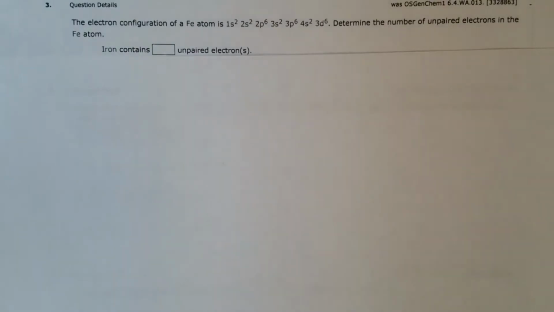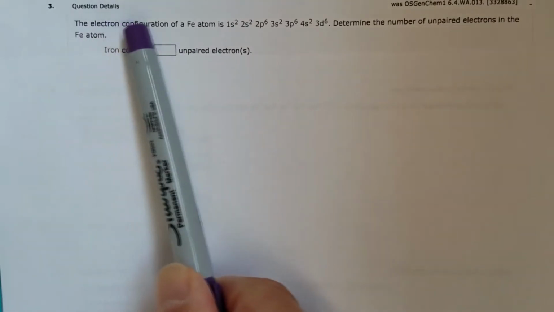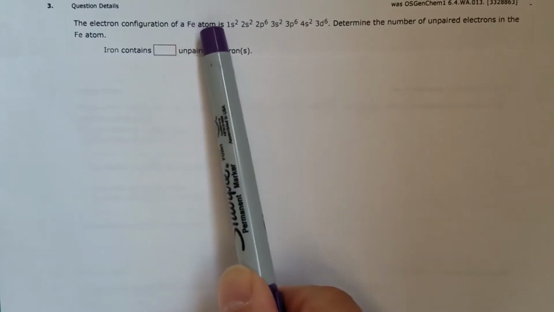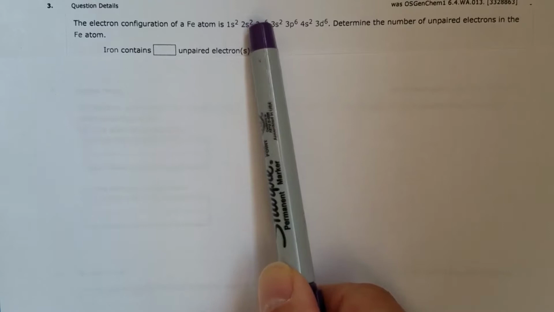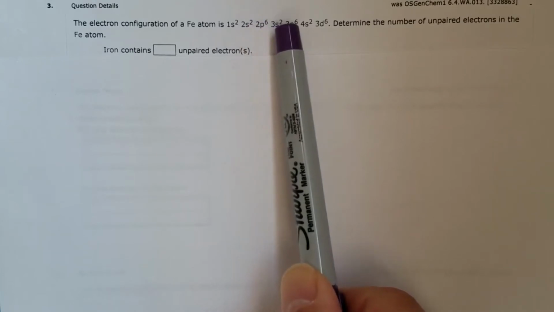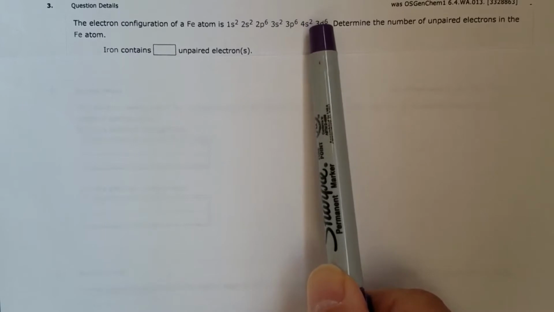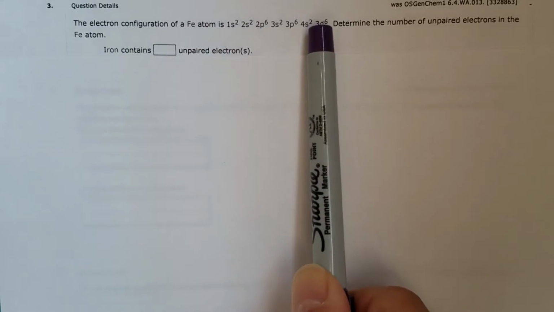Now let's work on Chapter 6, Electronic Configuration, question number 3. The electron configuration of an iron atom is 1s2, 2s2, 2p6, 3s2, 3p6, 4s2, 3d6. So basically the electron configuration is already given.